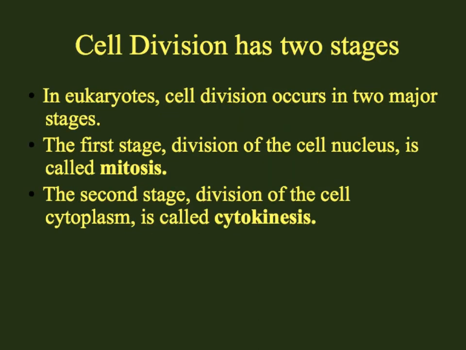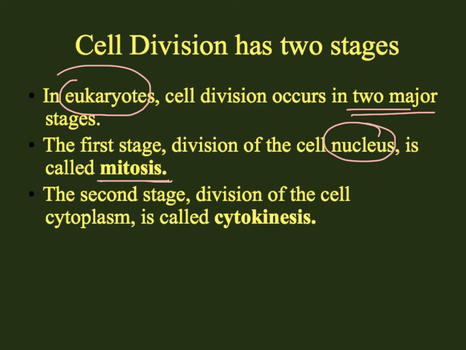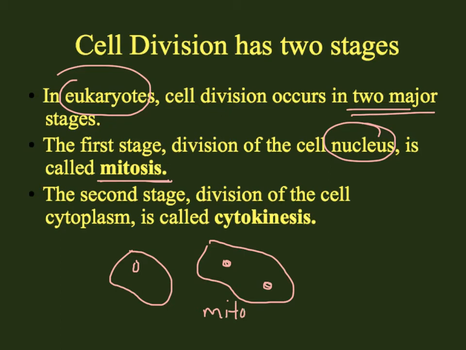Now in eukaryotes, remember what eukaryotes are, cell division has two major stages. The first stage is when the nucleus divides, and we call that process mitosis. Okay, so mitosis is really the division of the nucleus. It's not division of the cell itself. It's the formation of two nuclei. So you might get a situation like this. Here's a cell with a nucleus, and then after the process of mitosis, there's a cell that still has two nuclei. So here's your mitosis, right here.